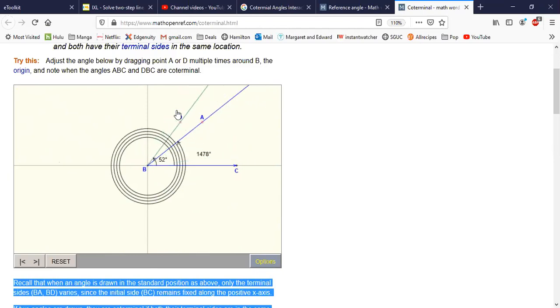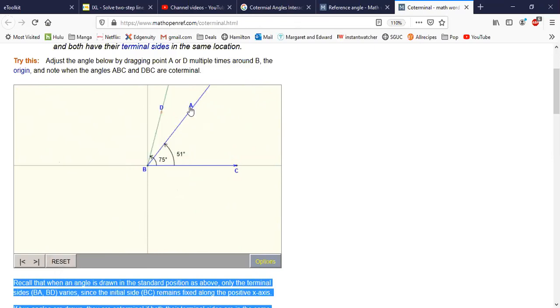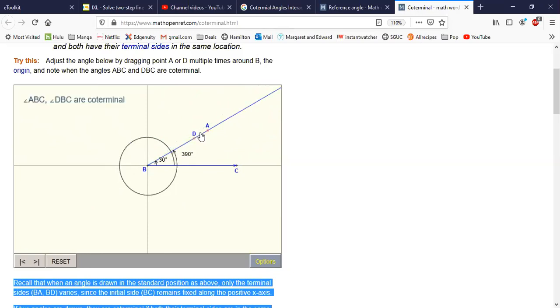So if I look here, let's go back, make it a little easier. So I'm going to take A, I'm going to go to 380 degrees. Okay, 380 degrees. Let's make it a little larger. Let's do 390. What would this angle look like in my first rotation? It would look like 30 degrees. And angle ABC and DBC are coterminal.